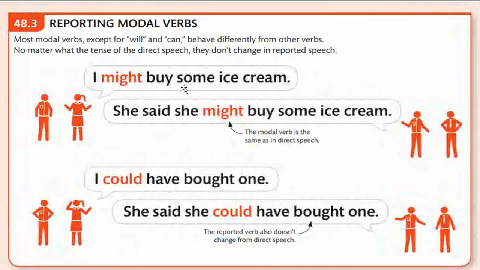I might buy some ice cream. She said she might buy some ice cream. The modal verb remained the same in the reported speech. I could have bought one. She said she could have bought one. The reported verb also doesn't change from direct speech in this case. So remember, in the case of modals, it is completely different; the changes will not take place.